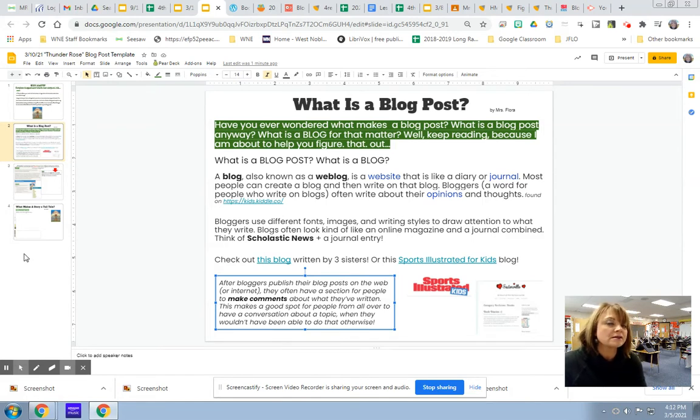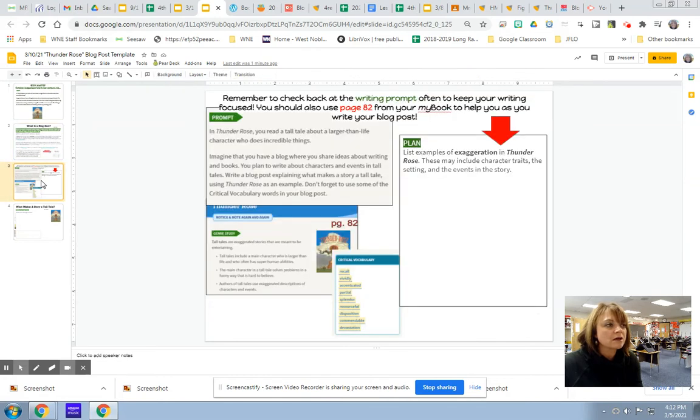Your job is to write a pretend blog post. You won't publish it on the web, but you are going to do it in Google Classroom. So let's look at the next part of this assignment. I wanted you to remember to check back at the writing prompt often to keep your writing focused.